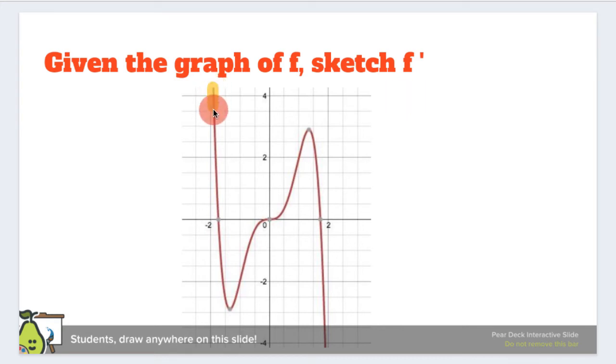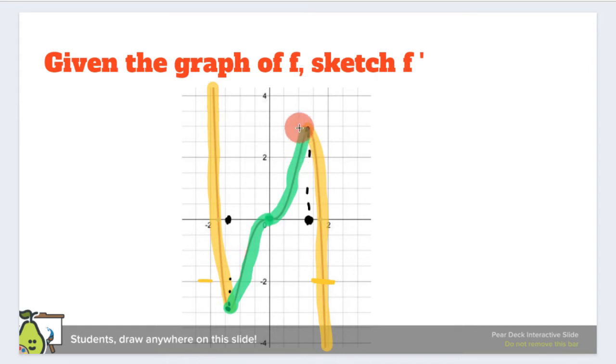So f was decreasing from here to here. Where else is it decreasing? From here to here. That means that f prime is going to be negative on those regions. Negative, negative, okay? Now, let's mark our zeros. They're going to be here. It flattens out here, so it is going to be a 0 here also, and then a 0 here. In this one, it's going to go increasing, 0, increasing. So let's make sure that we mark all of that. We have positive, 0, and then positive again.